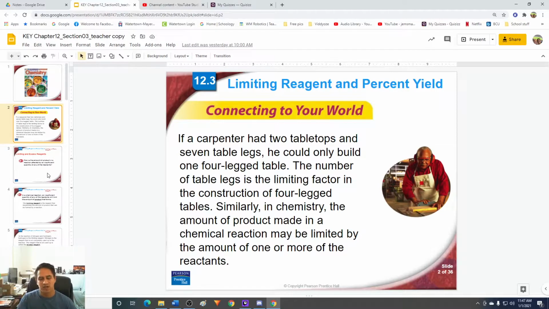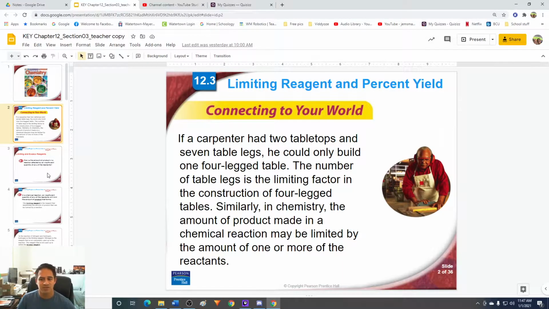Okay, so like this picture here that they're showing at the beginning says if a carpenter had 2 tabletops and 7 table legs, he could only build 1 4-legged table. The number of table legs is the limiting factor in the construction of 4-legged tables. Similarly, in chemistry, the amount of product that you make in a reaction will be limited by the amount of one or more of the reactants.